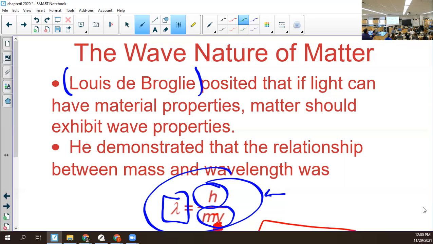But anyway, I am a massive thing in the scale of what we're talking about. We're talking about 9.11 times 10 to the negative 28 kilograms. That is the mass of an electron. Now, it's matter, but it's so small, it can behave like light. And that was what de Broglie said.